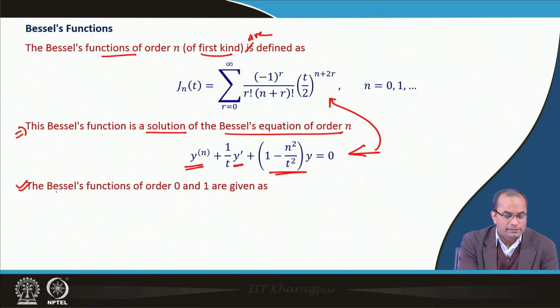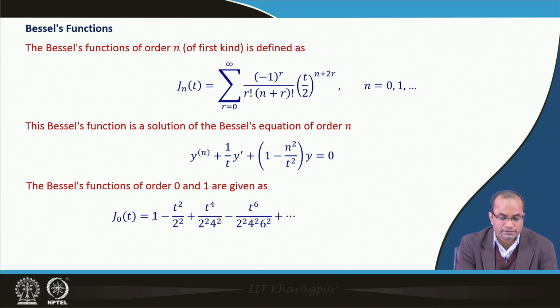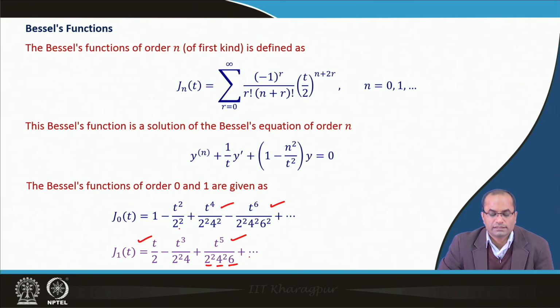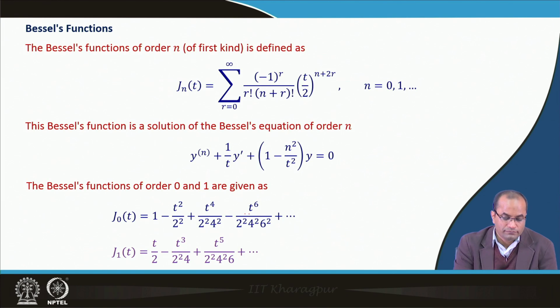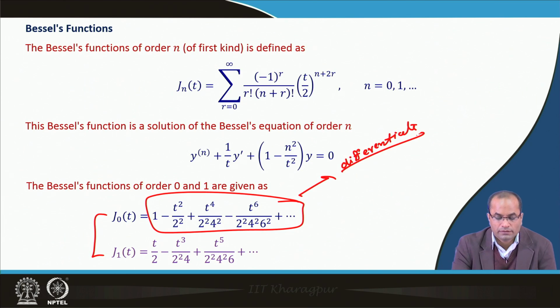We will consider in this lecture the Bessel functions of order 0 and 1. For order 0, when we expand, it comes as 1 minus t squared over 2 squared, plus t to the 4 over 2 squared 4 squared, minus t to the 6 over 2 squared 4 squared 6 squared, and so on. And J_1, if we write it, will be t by 2 minus t cubed over 2 squared times 4, plus t to the 5 over 2 squared 4 squared times 6. And if we take a closer look at these two functions, if we differentiate this function.